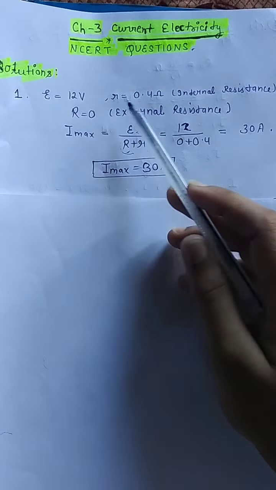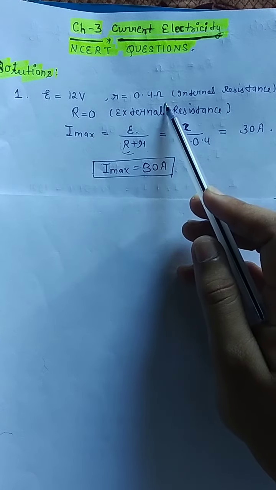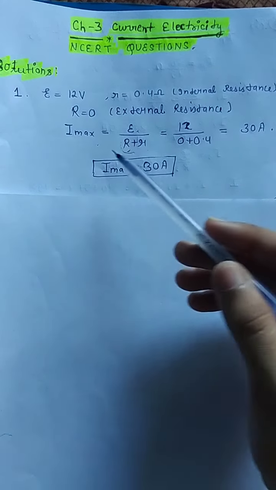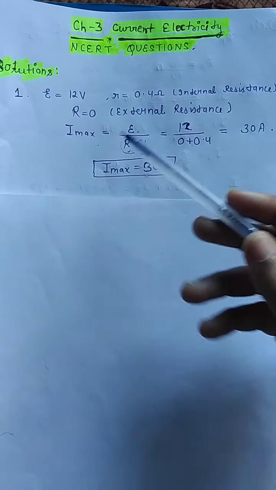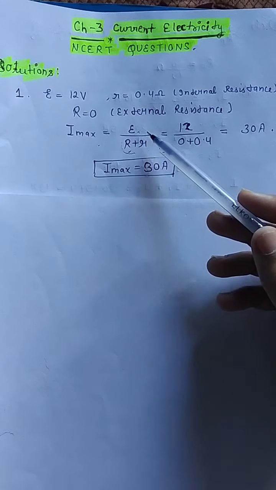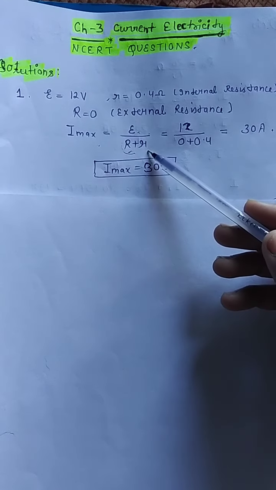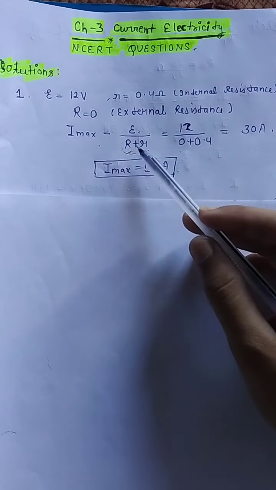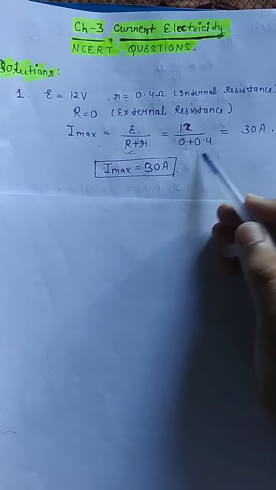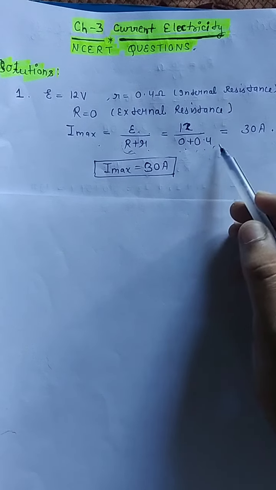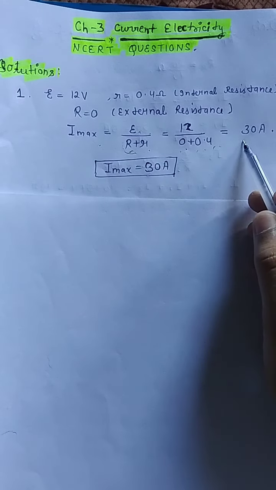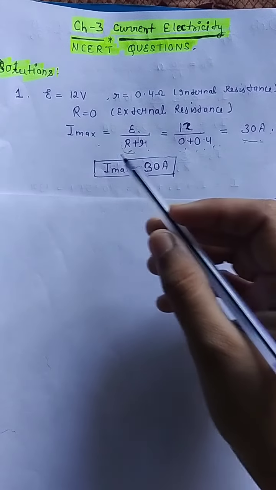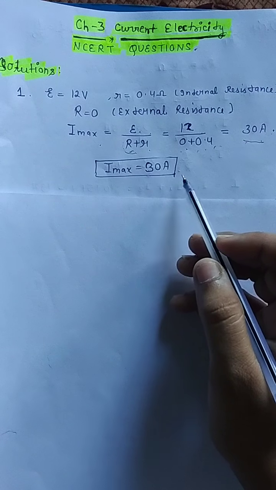The value of EMF is 12 volt, small r is 0.4 ohm and the external resistance is 0. We have to find the value of I maximum, that is maximum current. It is equal to EMF upon external resistance plus internal resistance. The value of E is 12, external resistance is 0 and the internal resistance is 0.4. From this formula we get the value of I maximum, that is equal to 30 ampere. Ampere is the SI unit of current. I maximum is equal to 30 ampere.